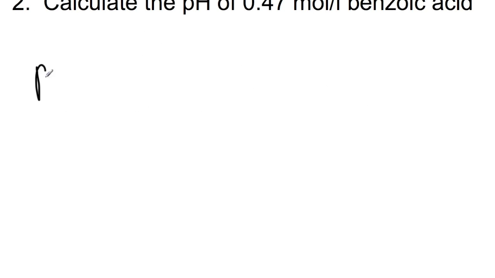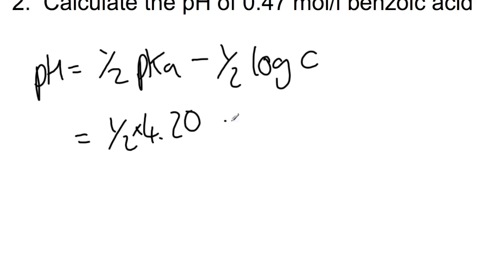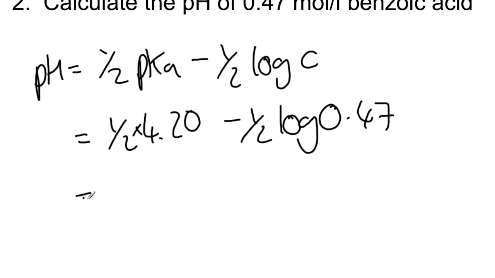For benzoic acid, you have a pKa value of 4.2 and you have a concentration of 0.47. And that calculates out to be 2.27 for your pH.